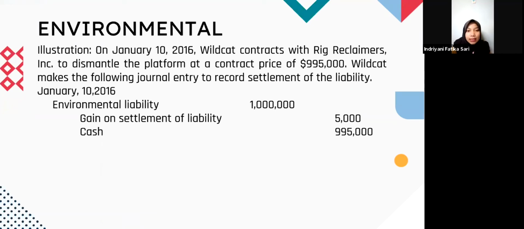Illustration: on January 10, 2016, Wilcap contracts with reclaimers to dismantle the platform at a contract price of 19,095. Wilcap makes the following journal entry to record settlement of the liability, January 10, 2016. In debit, environmental liability, and in credit, gain on settlement of liability and cash.